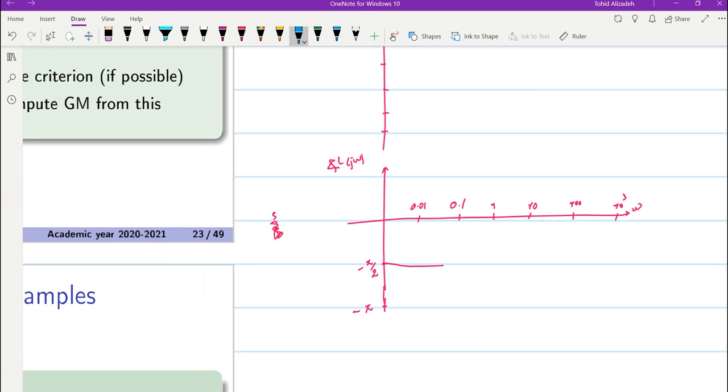Okay, I'll wait for my pen to change its color. Now it is the case.